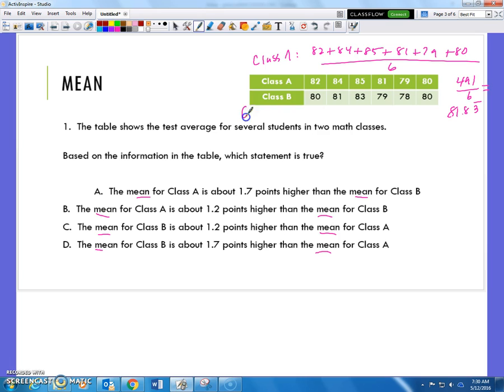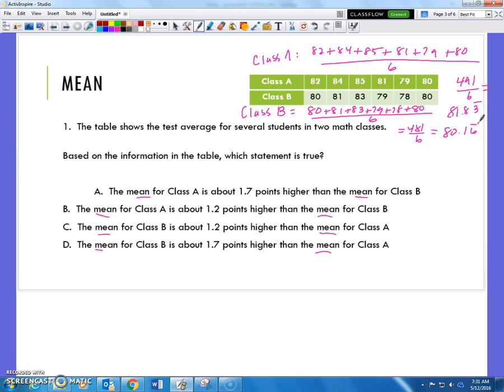Class B, we'll do the same thing. We'll find its mean. 80 plus 81 plus 83 plus 79 plus 78 plus 80, all divided by, again, there's 1, 2, 3, 4, 5, 6 different values. So 80 plus 81 plus 83 plus 79 plus 78 plus 80 is 481, divided by 6 in this case would equal 80.16 repeating.